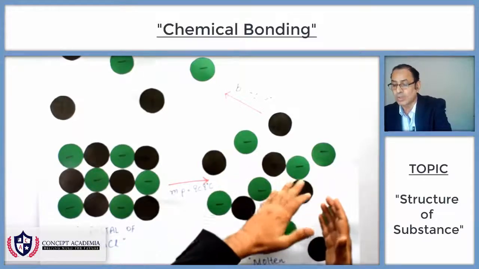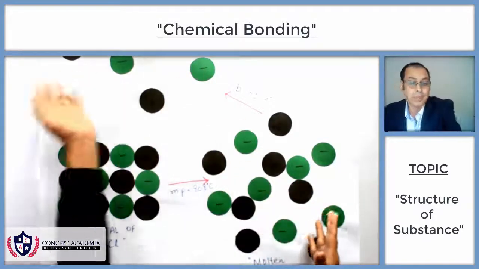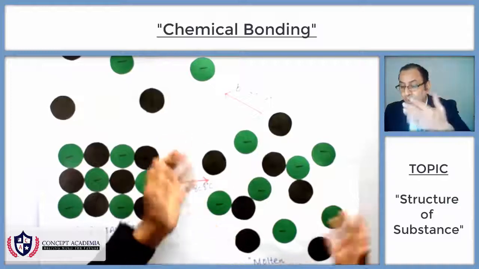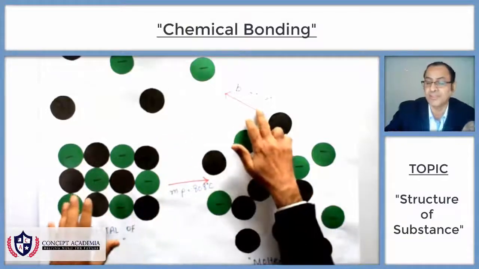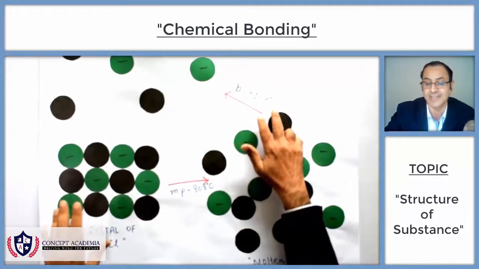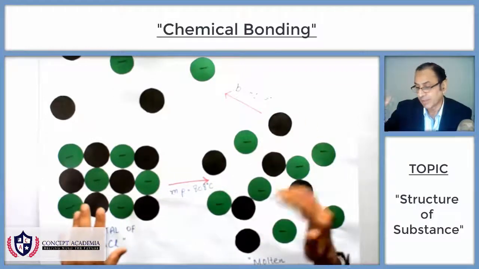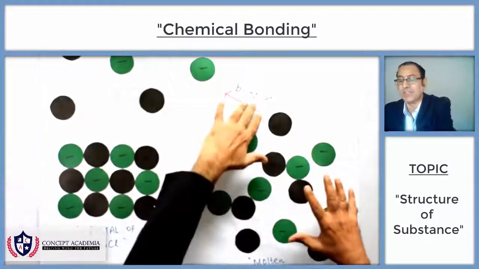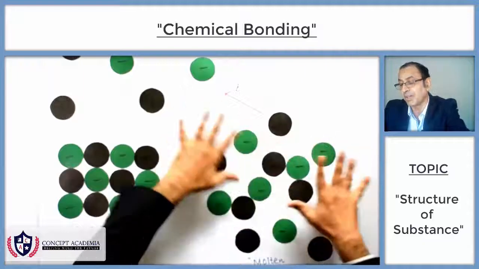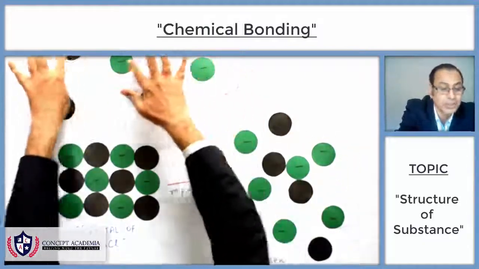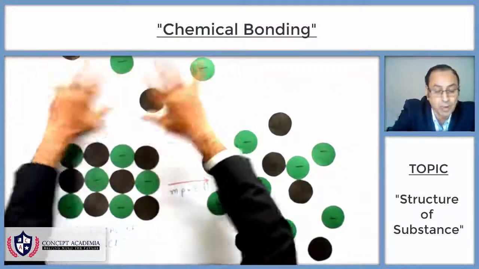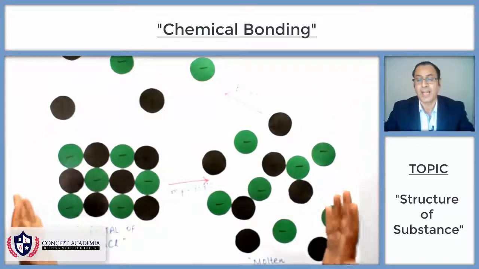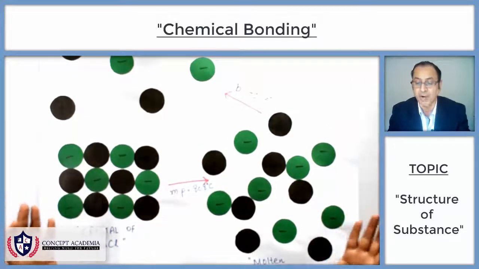To convert it into vapors, we need to have the boiling point, and 1413 degrees Celsius is required. When we have this temperature, the ions will go further away. You see, they will go more away from one another, and then it can be boiled.